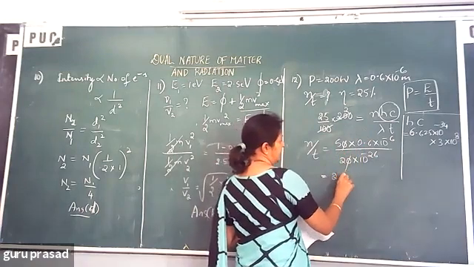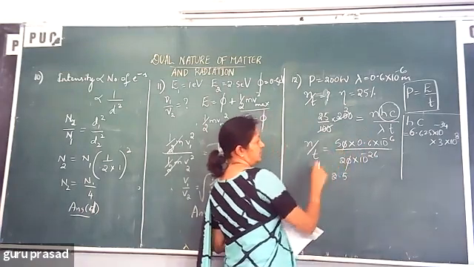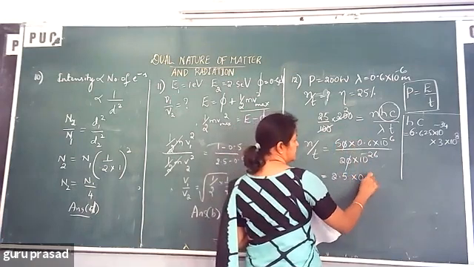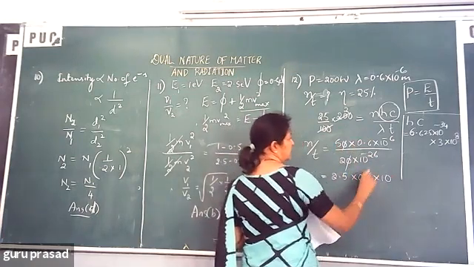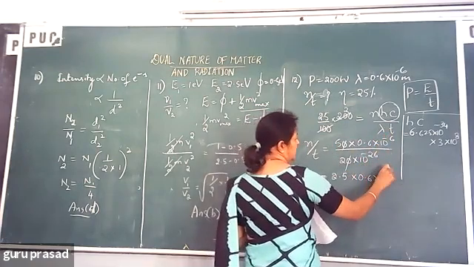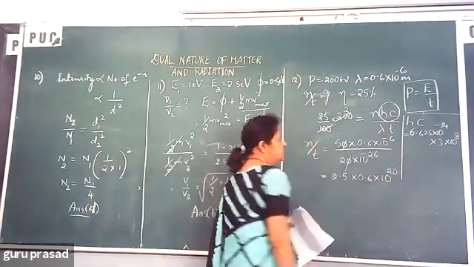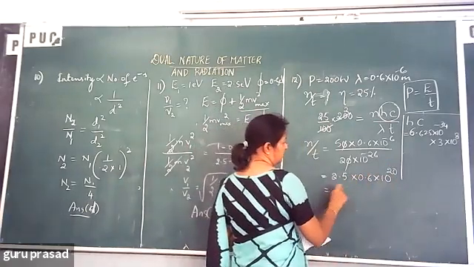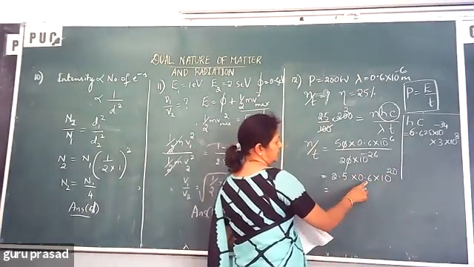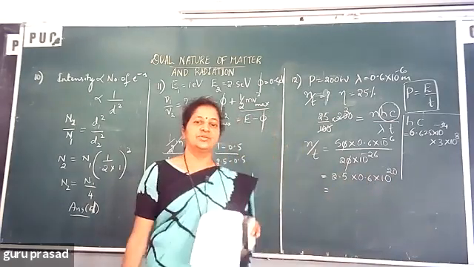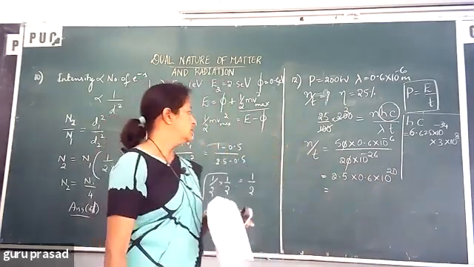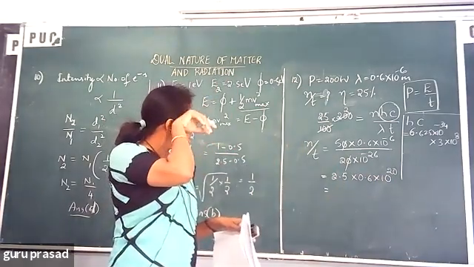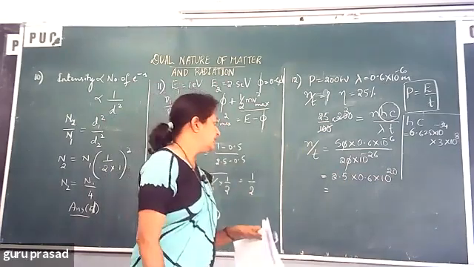So here 2.5, this one 5 by 2 is 2.5, into 0.6 into 10 power, plus 20. You can also write this one as 2.5 into 6. How much do you get?